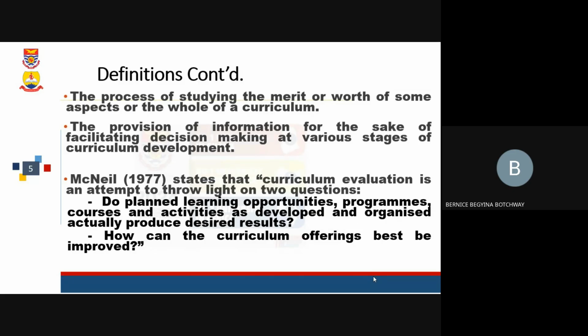And then they can also ask, how can the curriculum offerings be best improved? So based on the information that they get, they sit down to say, okay, how can we improve all the activities that we laid down, we wrote down, all the activities that we suggested that students should go through? How can we improve it to get our goal? That's what McNeil also says.